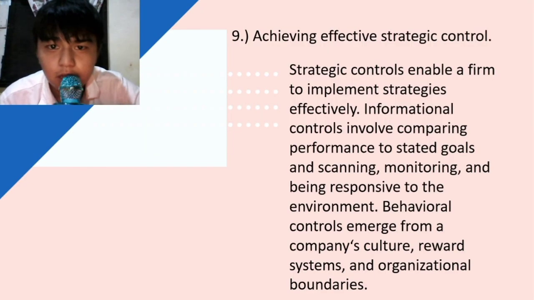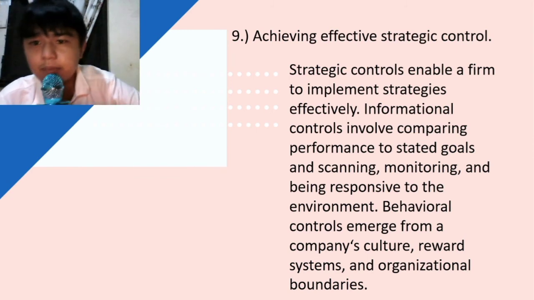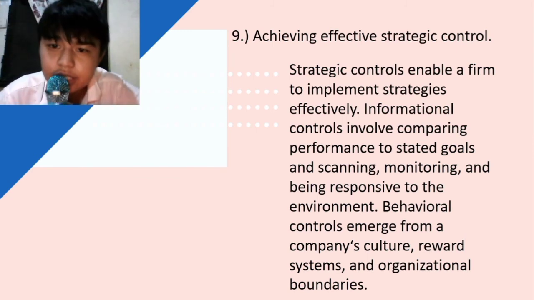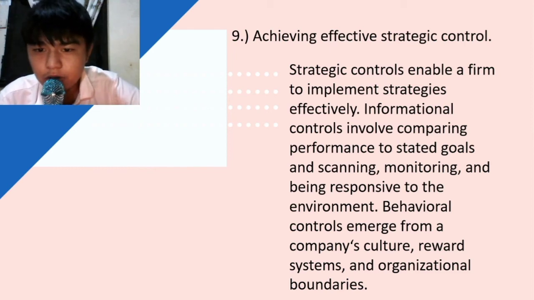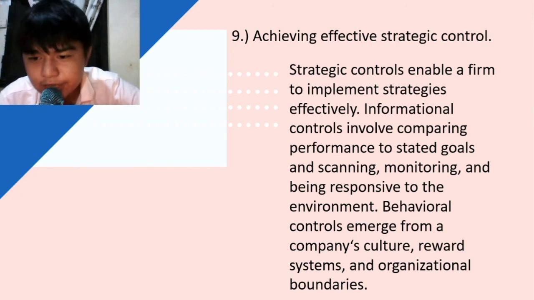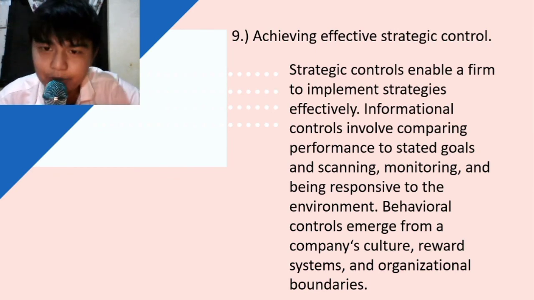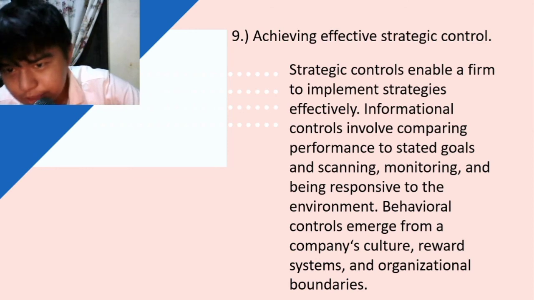Next, number 9, achieving effective strategic control. Strategic control enables a firm to implement strategies effectively. Informational controls involve comparing performance to stated goals and scanning, monitoring, and being responsive to the environment. Behavioral controls emerge from companies' culture, reward system, and organizational boundaries. Strategic control is the proper flow of strategy in the business, firm, etc.